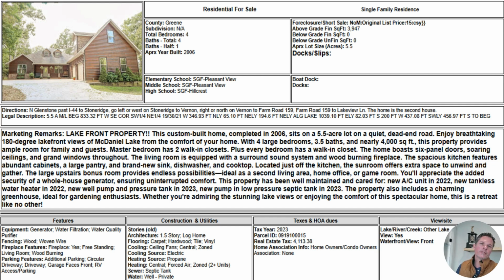This first one I pulled is a unique property for a couple reasons. The first reason would be just by looking at the picture, you might see it has maybe some log siding. So that could be unique. I don't think it's a true log home. It looks like it's just log siding.